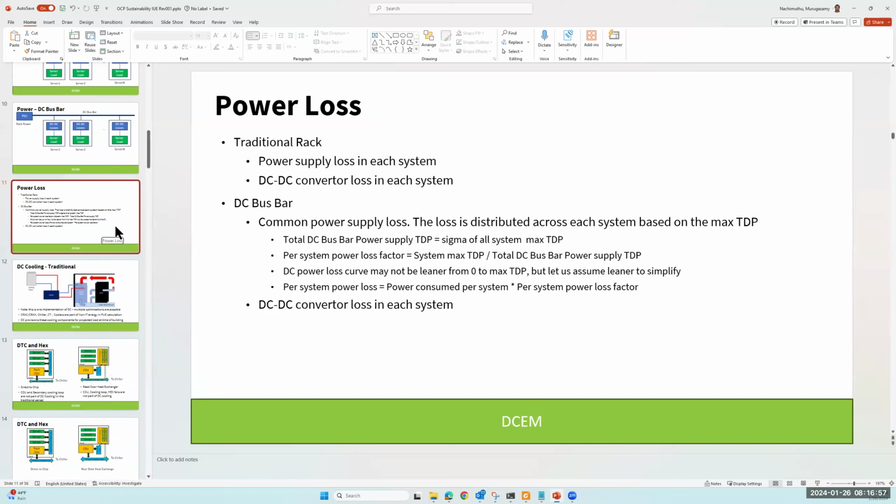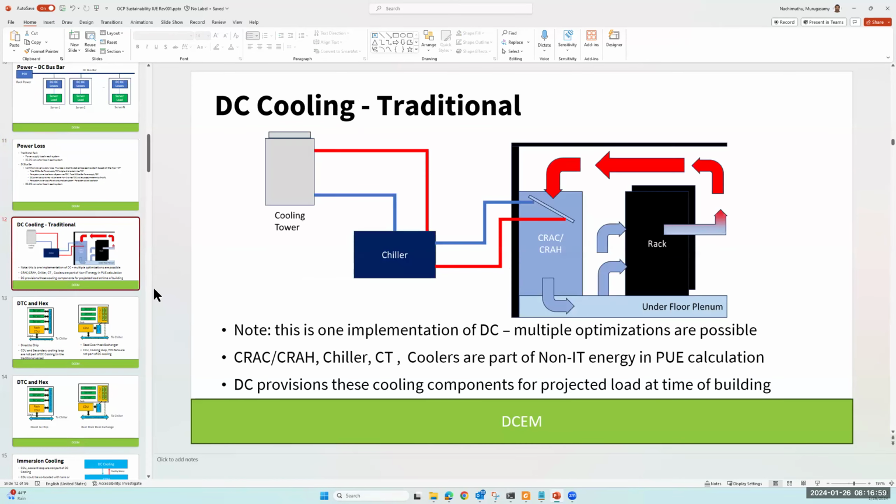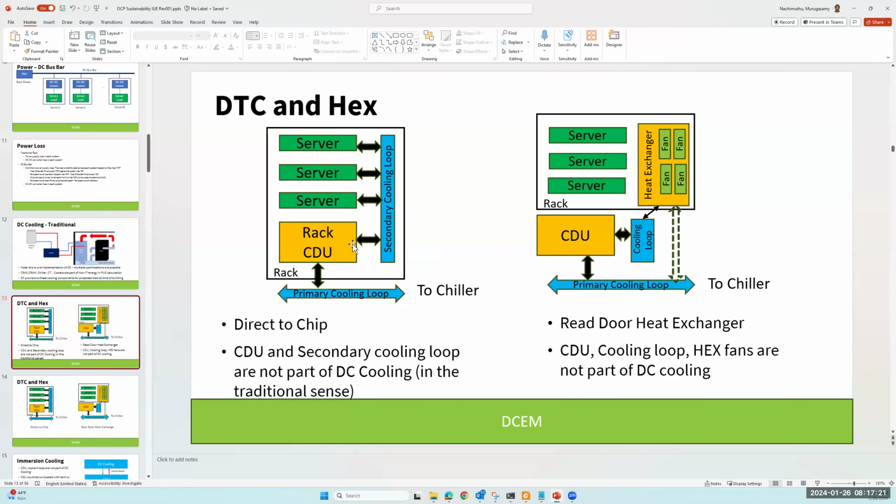So now I think power is taken care of. Now look at the cooling. I didn't put in a traditional one. I think I should put a picture for traditional, with a fan. You have a system, and you're going to have a chiller, depending on how it is going to be circulated. The interesting thing here is the CDU and all kinds of things.